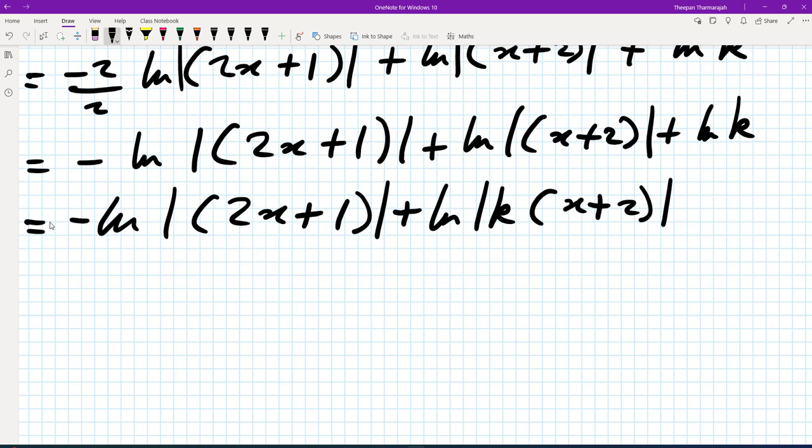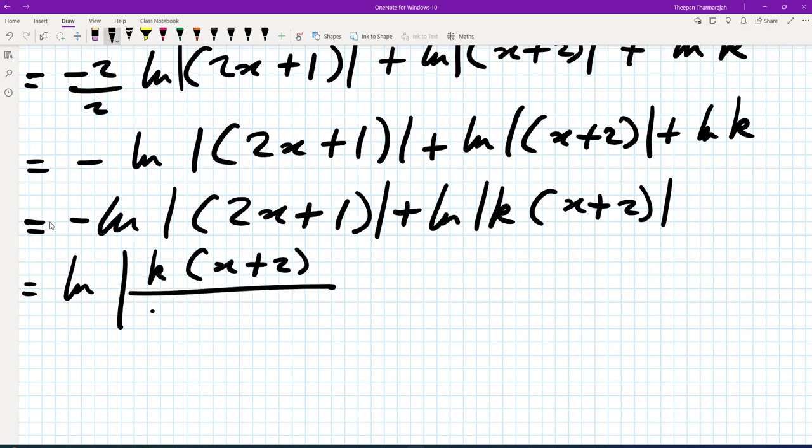So then we can divide them because we've got a minus here, so it's the same thing as ln mod k times x plus 2 over 2x plus 1. I'll just reiterate that again. Because of the minus sign, we can divide the logs from the laws of logs. So that's what we get there.